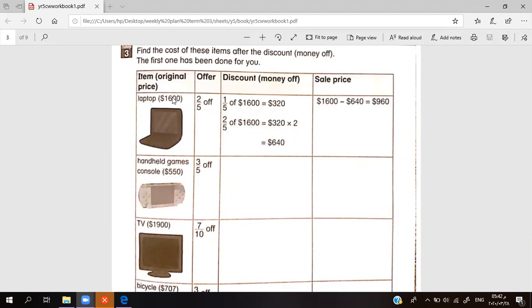The percent of the discount is 2/5. Sometimes you're walking and you see a 20% discount, 50% discount. But this time he gave you the discount using a fraction. Okay, so what will I do to get the price after sale?